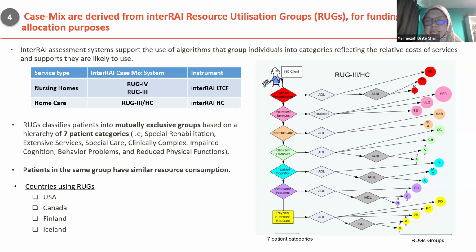In the very early days, we haven't developed much yet, but we are working first with MOH to change the base funding to InterRAI for nursing homes starting from 2027. So we're not going to use RAF anymore. We are moving in 2027 to InterRAI-based funding, which we will develop as what we call the Singapore RUGs.